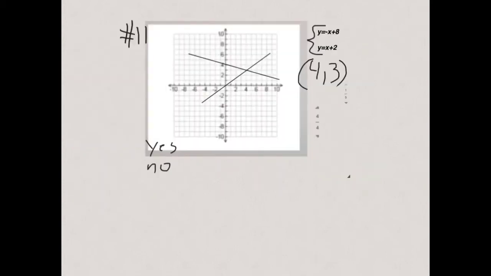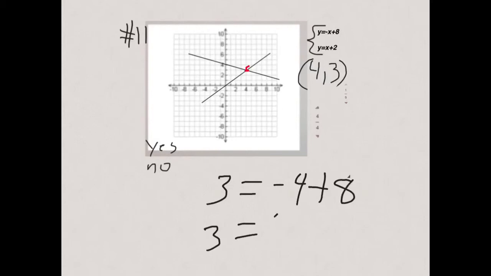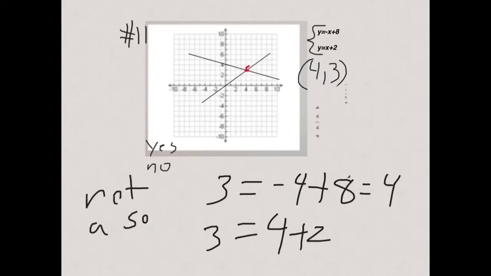Okay, so right here, this problem earlier on the board did not have these numbers. Where do I get those numbers from? Well, where do they intersect at? 4, 3. So I get 4, 3. Then I plug it in. 3 is equal to negative 4 plus 8. 3 is equal to x, which is 4, plus 2. This gives me 4. Already I can tell it doesn't work, so not a solution.